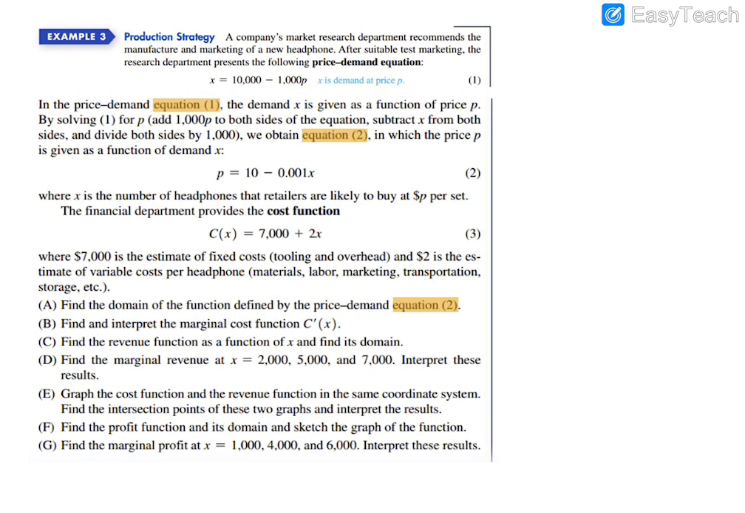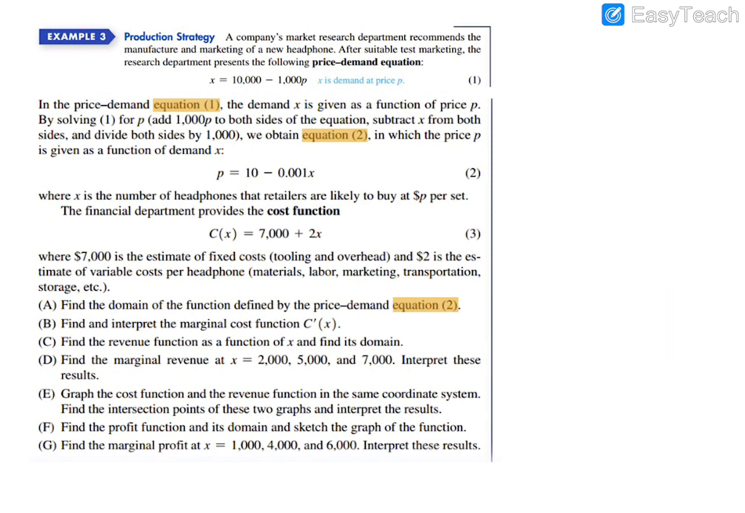So in this example, you will see the solution is a bit long. I will try to explain all these marginal functions. A company's market research department recommends the manufacture and marketing of a new heat phone. After suitable test marketing, the research department presented the following price-demand equation.